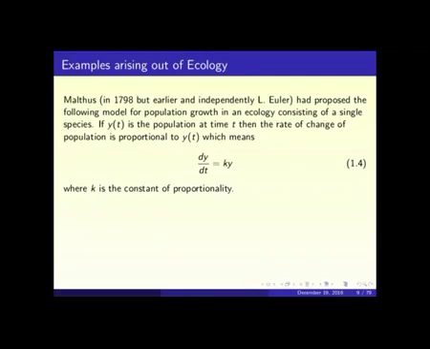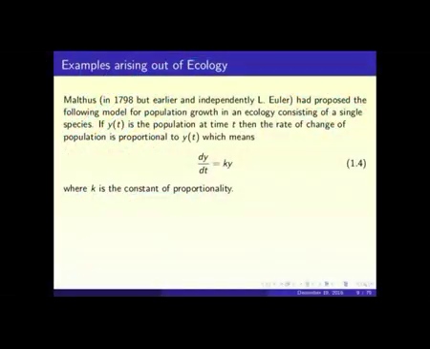Now let us leave the realm of physics and slowly move to the realm of biology, specifically mathematical ecology. Way back in 1798, Malthus proposed a model for the population growth of an ecology in which there is only one species of organism. For example, you can think of bacteria, the growth of bacterial cultures. Now, there is only one species in this ecology. This model was also proposed independently by Leonhard Euler somewhat earlier.